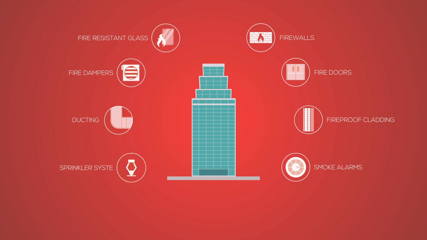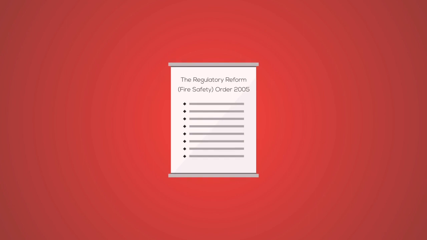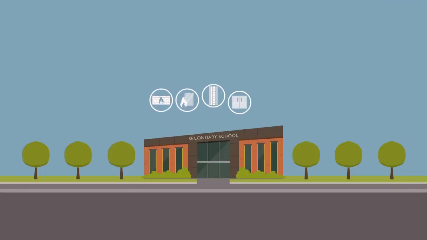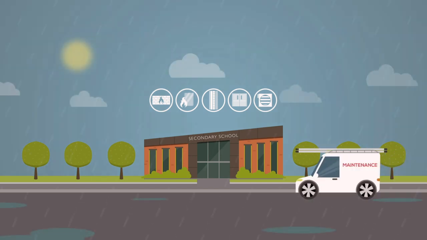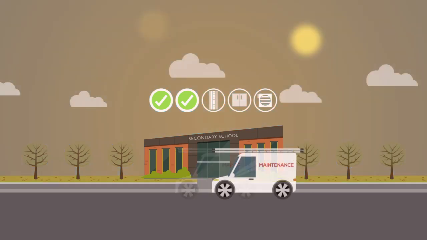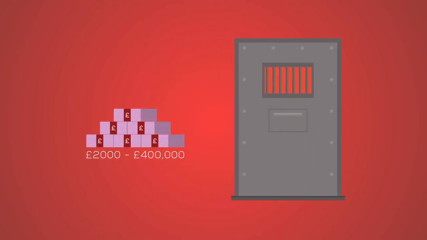alarms and sprinkler systems. Under the Regulatory Reform Fire Safety Order 2005, organisations must ensure that the fire protection components within a building are subject to a suitable system of maintenance and are maintained in an efficient state, efficient working order, and in good repair. Failure to be compliant can result in hefty fines and prosecution.